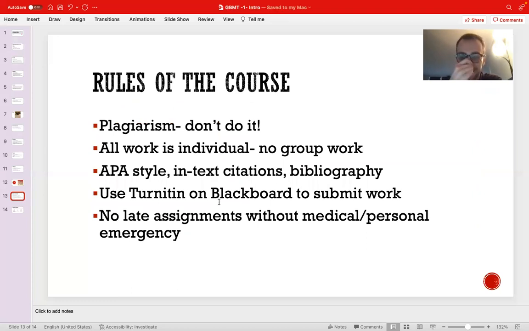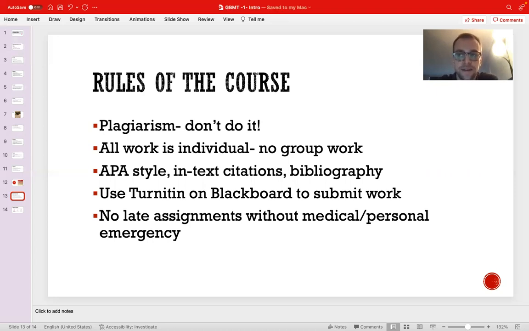So again, just because I'm supposed to drill this really hard, you do not want plagiarism charges. They're easily avoidable. We use APA style. So if you're not familiar with APA, you must learn these guidelines for citing. If you do not use APA, it will affect your grade. So this includes using in-text citations and a bibliography for all assignments, which is alphabetized.